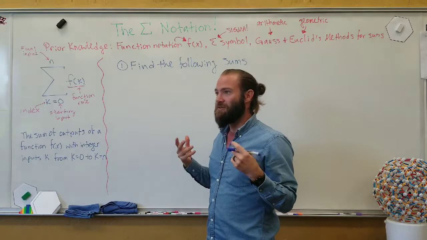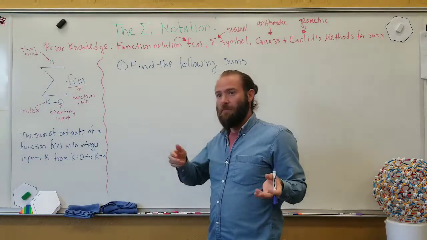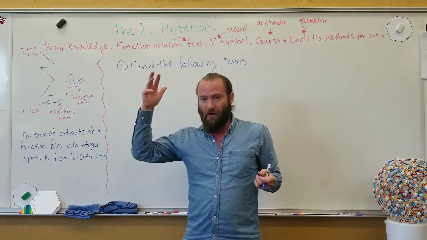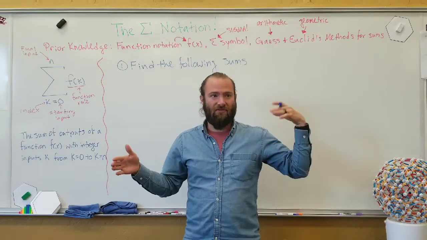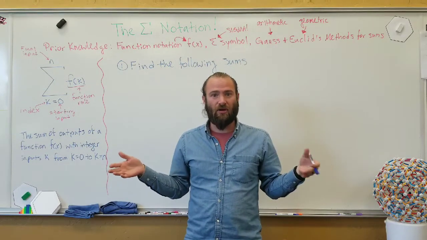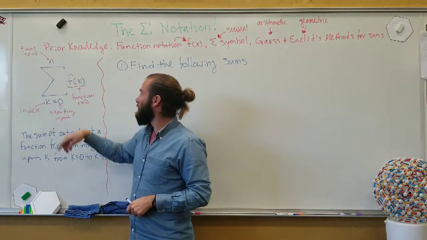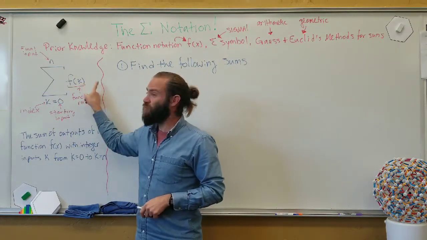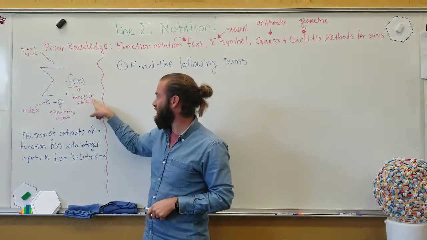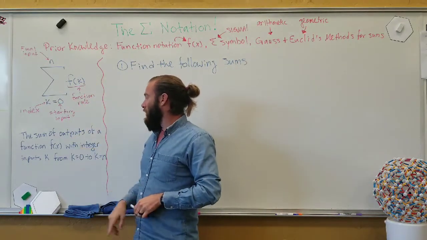So if I want to, for example, add up from an input of 0 to an input of 10 for a certain function, then I would just write k equals 0 to 10, and then you'd actually write the rule right here. Okay, so that's the actual function rule.